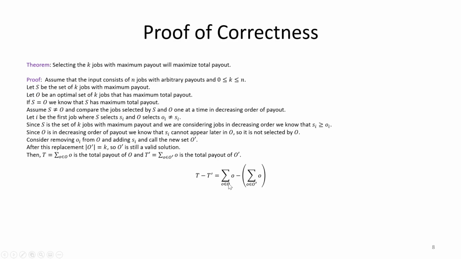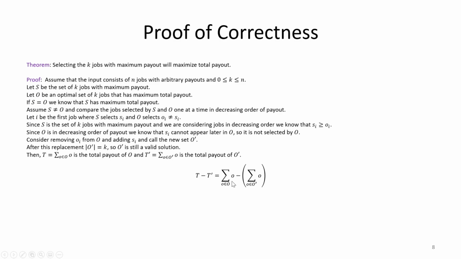O is the optimal solution. It picks OI. That's what we assumed up here, right? O selects OI. O prime is the one where we took out OI and we put SI back in. Now all the other terms in this sum and this sum are exactly the same. So when we do this minus, they all cancel out. So we actually end up with only two terms.